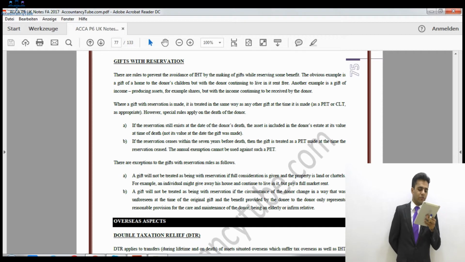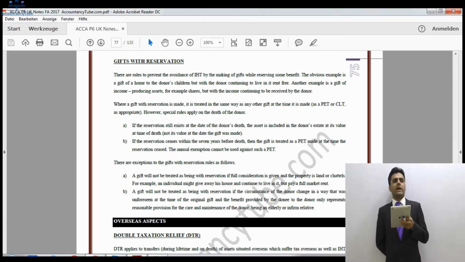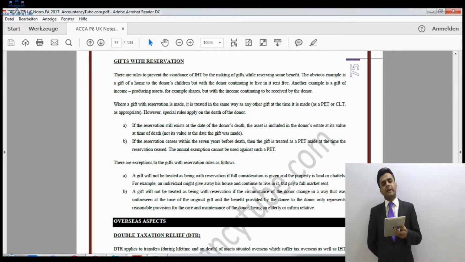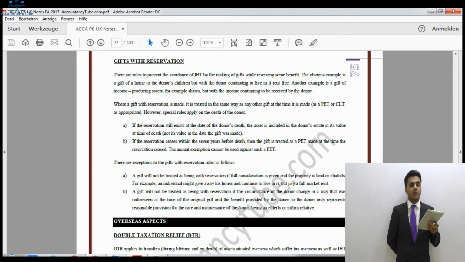A gift will not be treated as being with reservation if the circumstances of the donor change in a way that was unforeseen at the time of the original gift. Now, when I gave the gift, I did not have the intention of living in that house, but after some time I got ill, my health was so bad that I had to move into the house of my son, which was my house, but is gifted now. So I'm living in that house. When I made the gift, I was not aware that I would get sick and have to move in that house. So in that case, the gift with reservation will not apply. All right. So that's what it says.